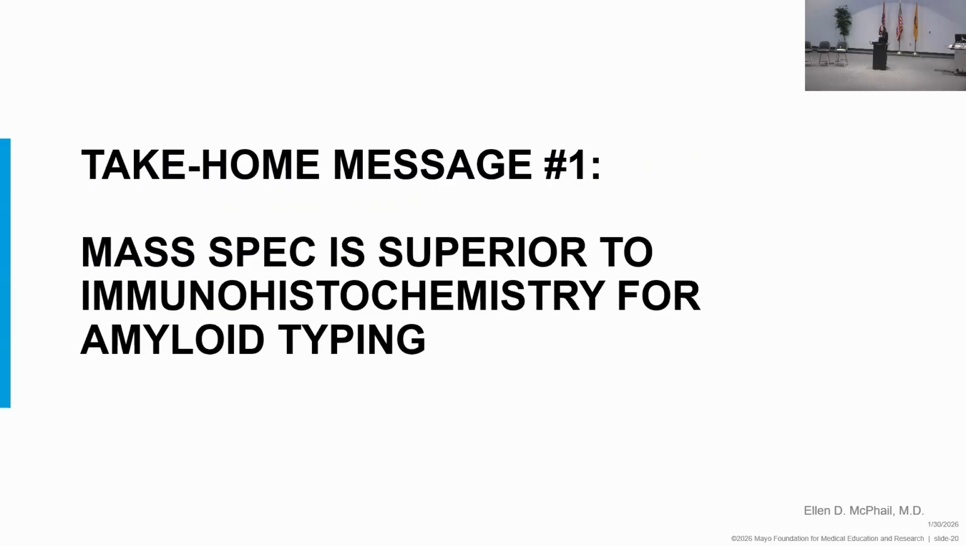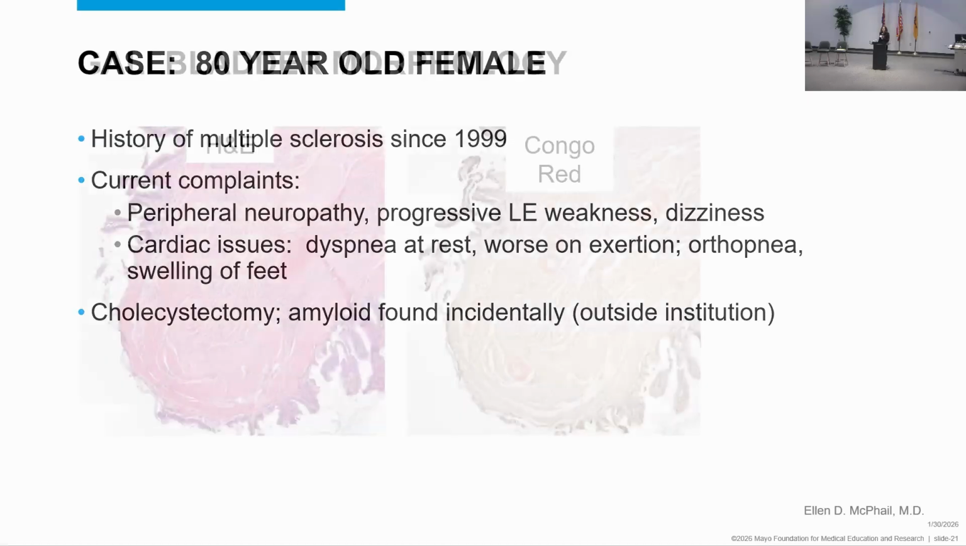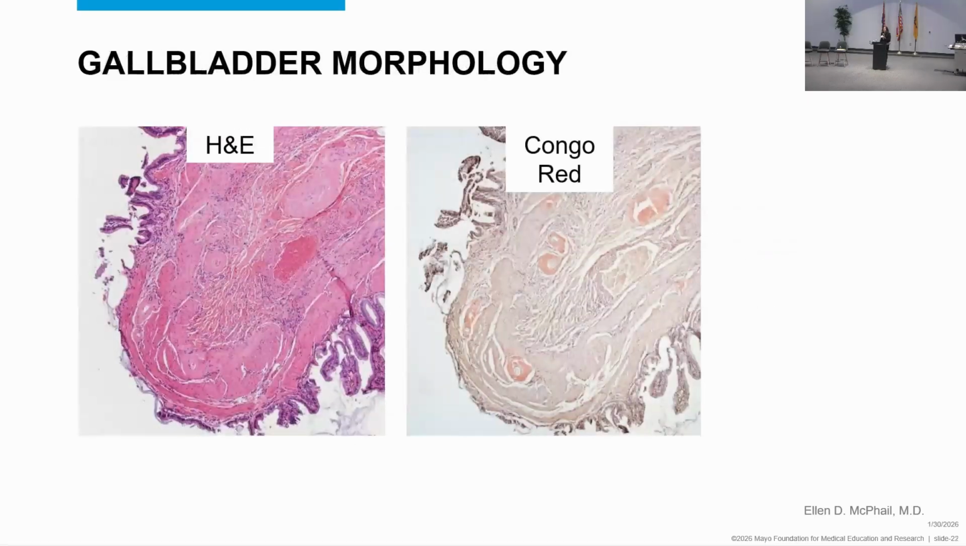So here is the message I want to tell you. Mass spec is superior to IHC for amyloid typing. And I'll show you a case to illustrate this. This is a patient, 80-year-old lady, had a history of MS since 1999. She had a variety of complaints that could certainly be compatible with cardiac amyloidosis. At the same time, she actually had a GI issue, which led to a cholecystectomy, and amyloid was found incidentally in that gallbladder specimen. And so here it is, and you can see that the Congo red highlights the blood vessels that are thickened and are Congo red positive.